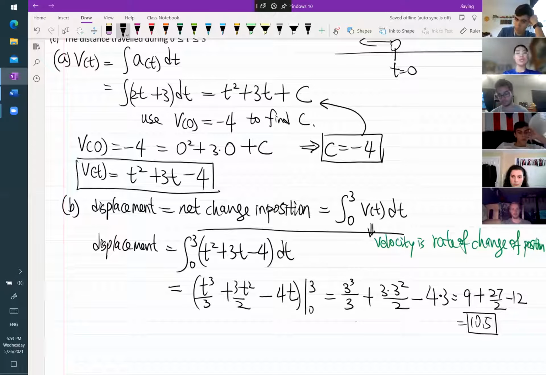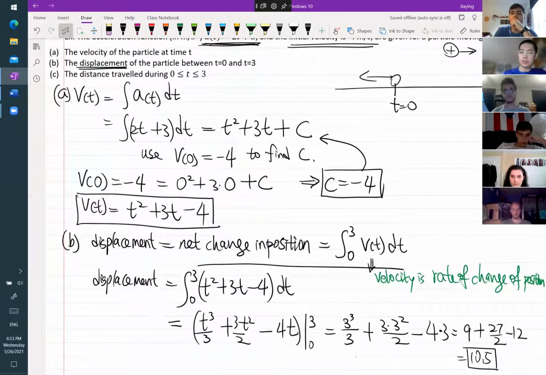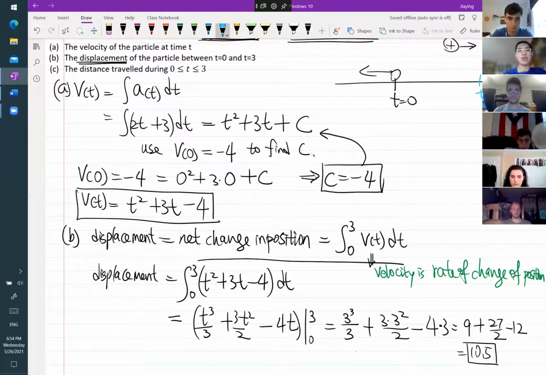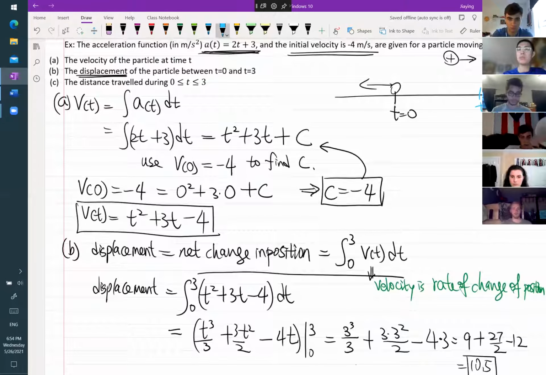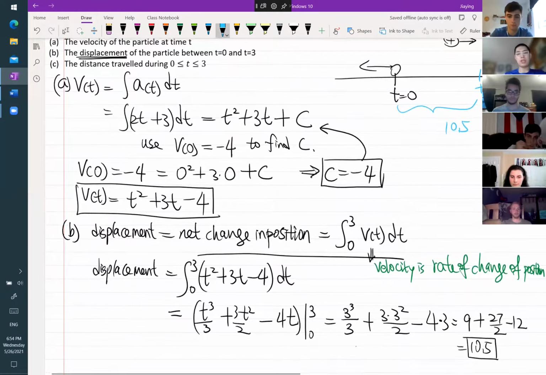So you get 10.5. That's the displacement, right? After 3 seconds, from 0 to 3, the difference is 10.5 meters, if we keep the unit there. So that's the displacement. So t equals 0 is here, and then at t equals 3 you end up there. So the net change is 10.5. So that's finding the displacement. You're basically integrating over the given interval.